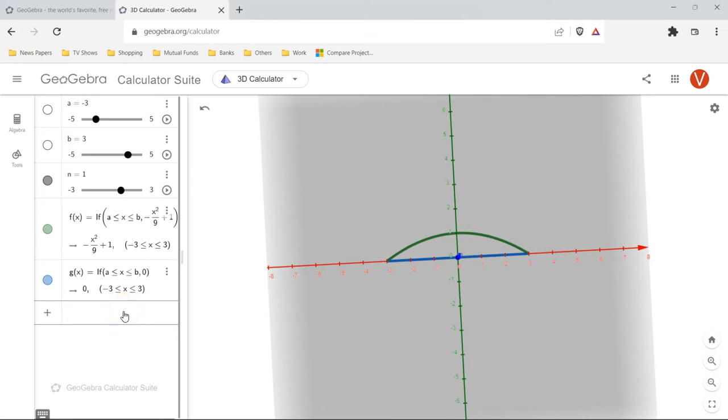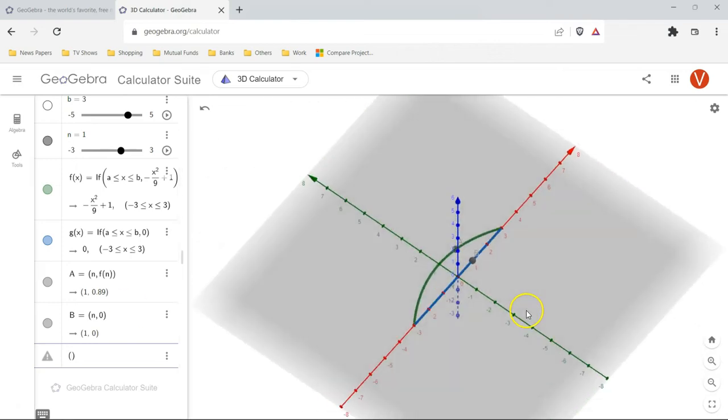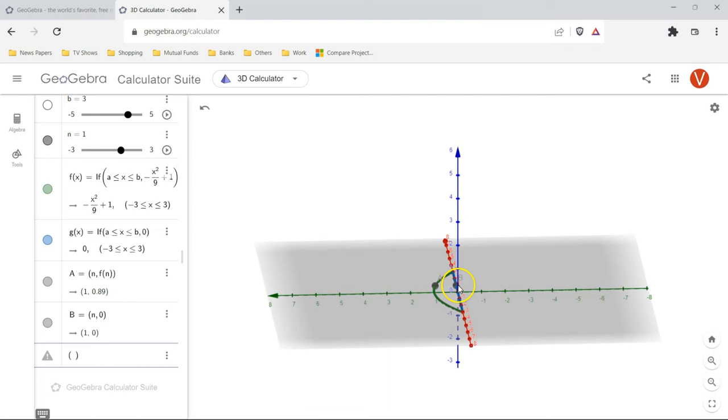Now, depending on what solid we are building, we have to define or identify the coordinates. Okay, so let's define the coordinates. n comma f of n will be a point on the green curve. Then n comma 0 would be the point corresponding to that on the x-axis. In this particular example, we are looking at squares. So we want to build a square, right, on top of this. So what would be the third coordinate?